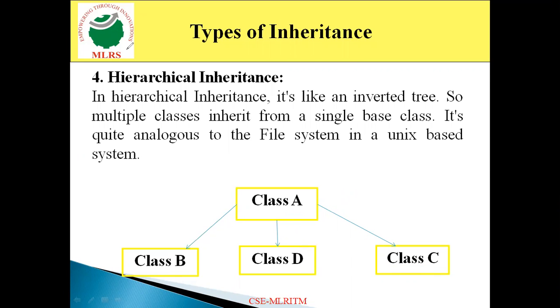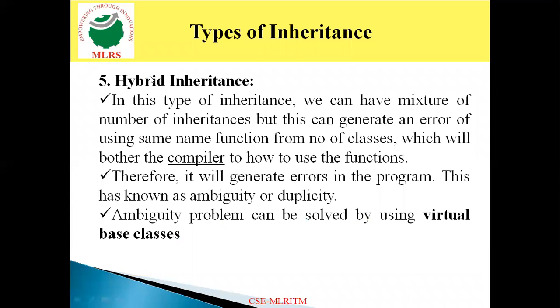Then come to the next one, hybrid inheritance. In hybrid inheritance, the name itself indicates hybrid. It is nothing but a mixture. So we specify that in hybrid inheritance, there is a mixture of a number of inheritances. Like the combination of multiple inheritance and multi-level inheritance, or the combination of hierarchical inheritance and multiple inheritance. So like that, we specify the combination of any two inheritances, then it generates a hybrid inheritance. But there is a problem with this hybrid inheritance.